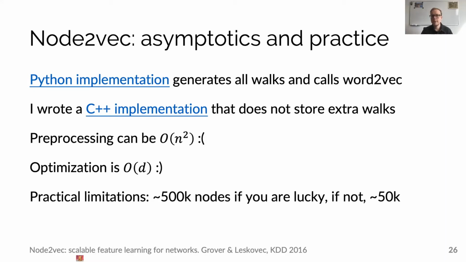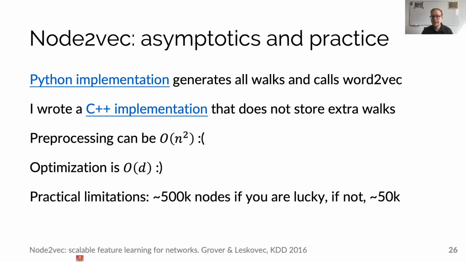For larger graphs, as I said, preprocessing can be quadratic. If your graph has a large degree, or uneven degree distribution with large maximum degree, you're out of luck with using this algorithm. Optimization is the same as LINE, though, after you generate the random walks. So it's O(D) for each step, or O(ND) if you set the number of steps to be equal to the number of nodes. And the practical limitation is a bit rough because it depends on the preprocessing, but for bounded degree graphs, it's something like 500,000 nodes if you're lucky. If you're not, it's like 50,000 nodes.